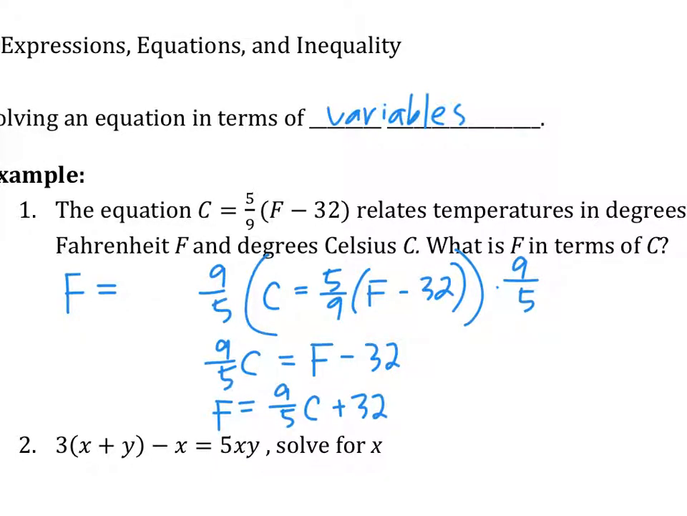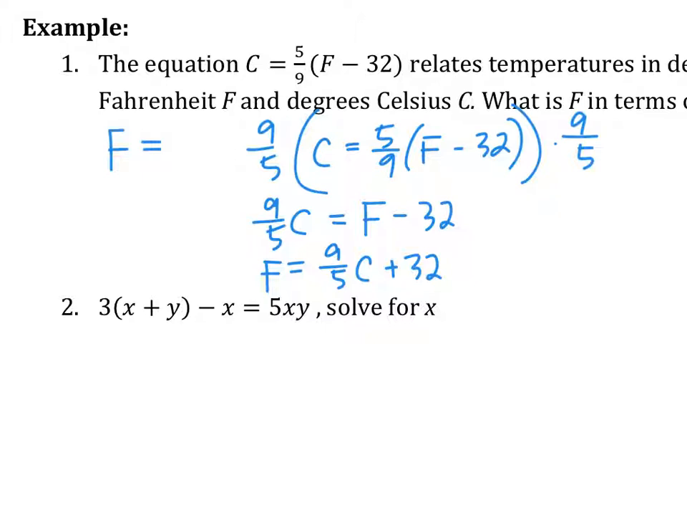Okay, easy. The next one's a little bit trickier. You're going to solve for x. Notice there are 3 x's, so this is a little bit tricky. What should you do first? Distribute, yes. This one you do need to distribute. 3x plus 3y minus x equals 5xy. Now what?